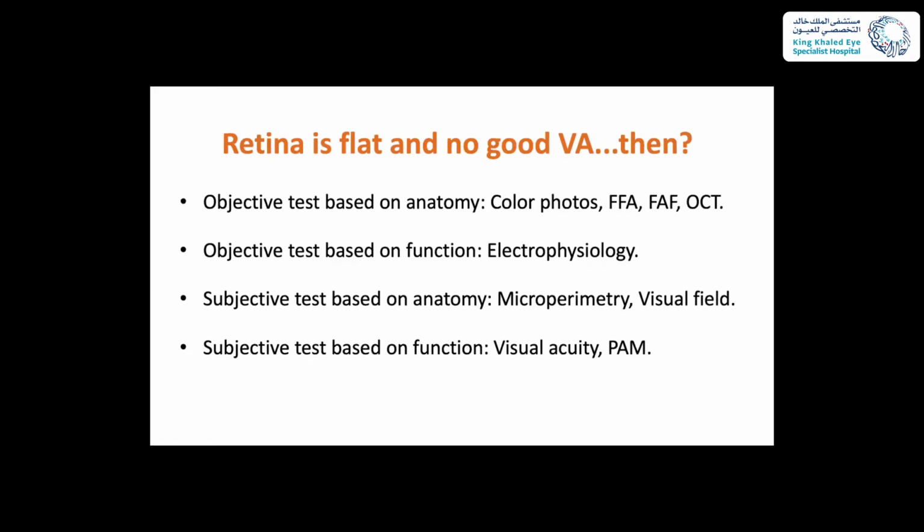On the other side, there are subjective tests like microperimetry or visual field that depend on the patient and are based on the anatomy. And there is also a subjective test based on function, like visual acuity, which is the most frequent one we use, but also the PAM, the potential acuity meter, can be an example of these subjective tests.